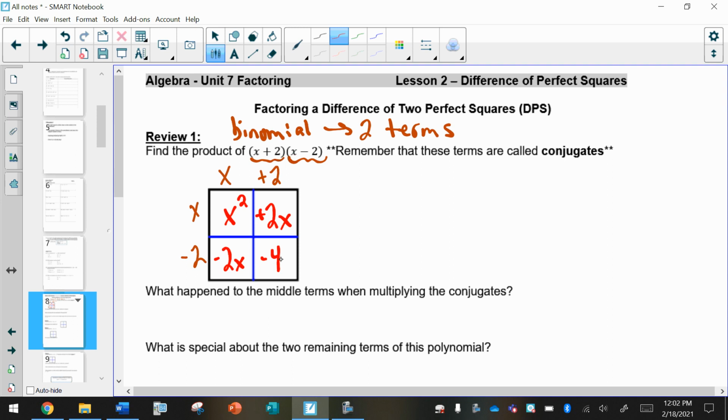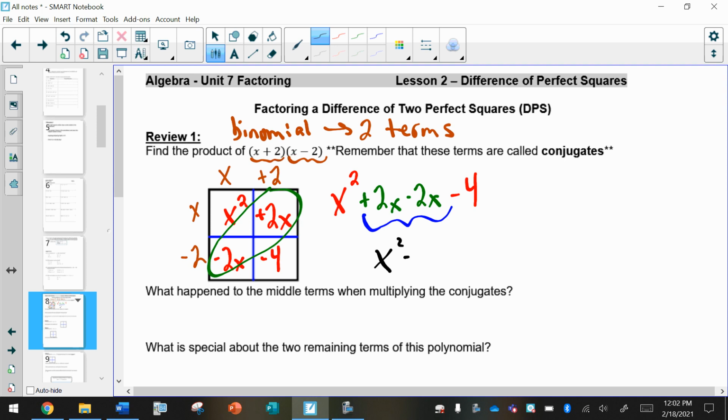So when we did this back in November, what we were supposed to do after we multiplied and filled in the pieces of the box, we are supposed to combine like terms. Well, the x squared kind of stands alone. It's the only piece that has an x squared. But then we have a positive 2x and a negative 2x here in the middle two boxes. And then at the end there's a negative 4. Those middle two terms, the plus 2x and the minus 2x, they cancel out to be 0. So I'm left with the x squared and the negative 4. The middle two terms cancel out.